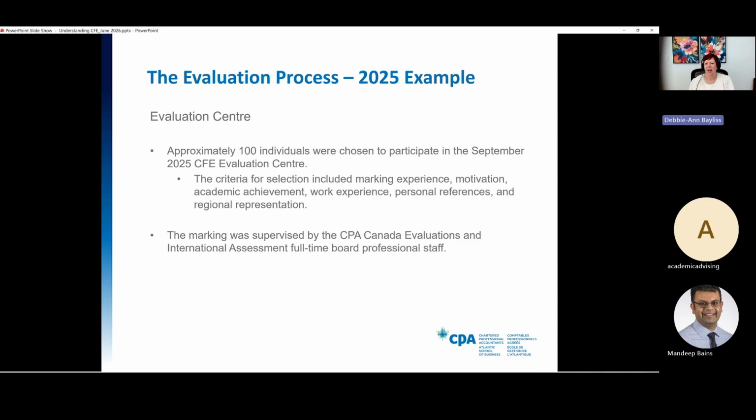There are approximately 100 individuals that were chosen to participate in September 2025 CFE Evaluation Center. I want you to have full confidence in the vast experience that these individual markers have. So they're selected based on their marking experience, motivation, academic experience, work experience, personal references, and regional representation. Plus, the marking is also supervised from the CPA Canada Evaluation and International Assessment Full-Time Board professional staff.